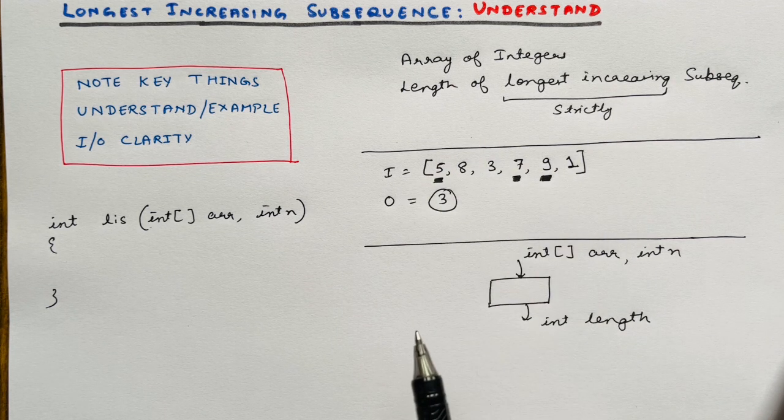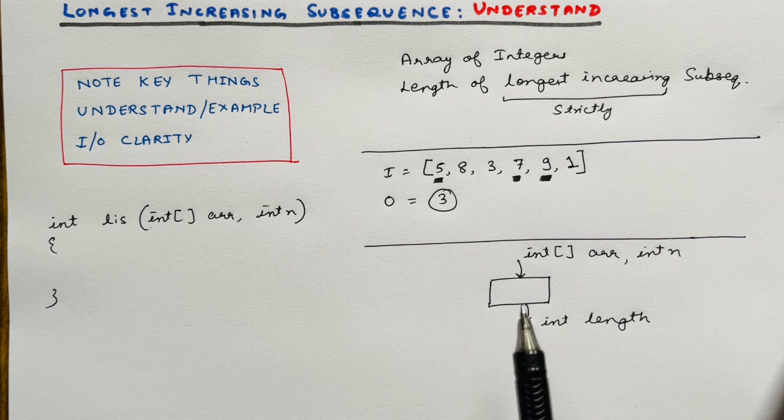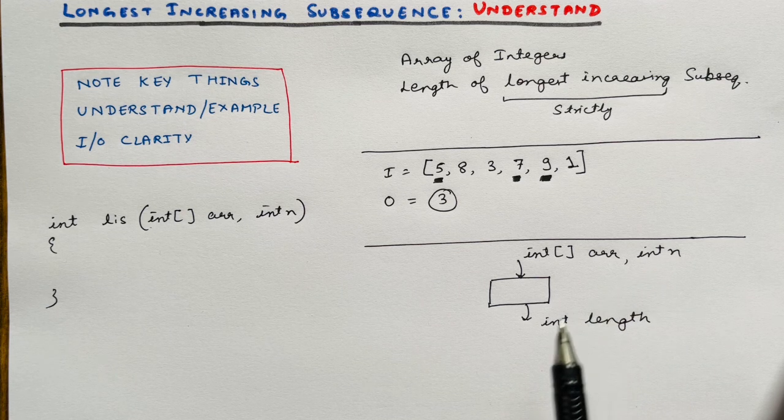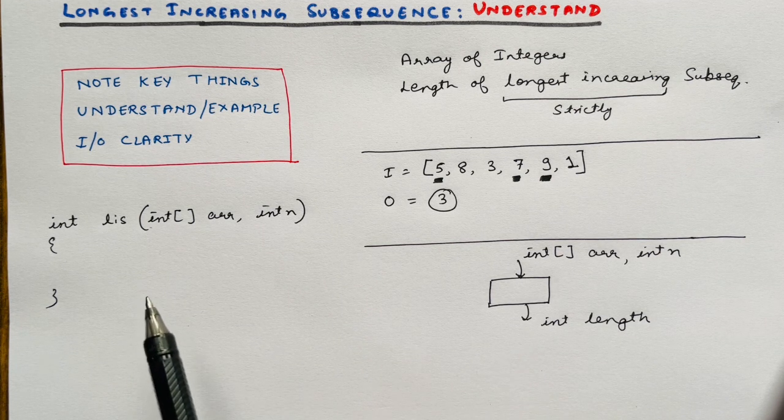So if we consider our solution as a black box, we are getting as input an array and its size as input, and we have to return the length of the longest increasing subsequence as output. So what will our function signature look like? Our function signature will look something like this.